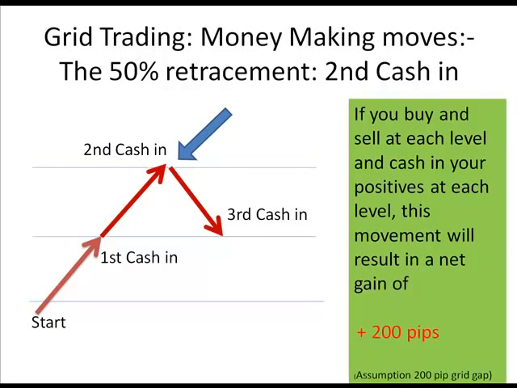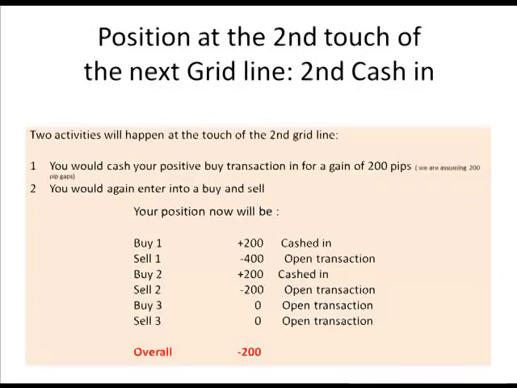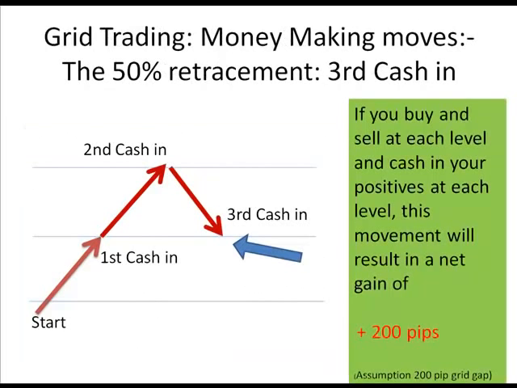Price then moves to the next level, and you basically do the same thing again. You enter a buy and a sell, and that's neutral. You cash in the buy that has gone positive, and there is a sell transaction, which is an open transaction, which is negative 200. Remember, the sell from your first transaction will be minus 400, which is an open transaction. So at that point, you're 200 pips down. Under this move, the price would move back to your first level, and you would then cash in the sell transaction.